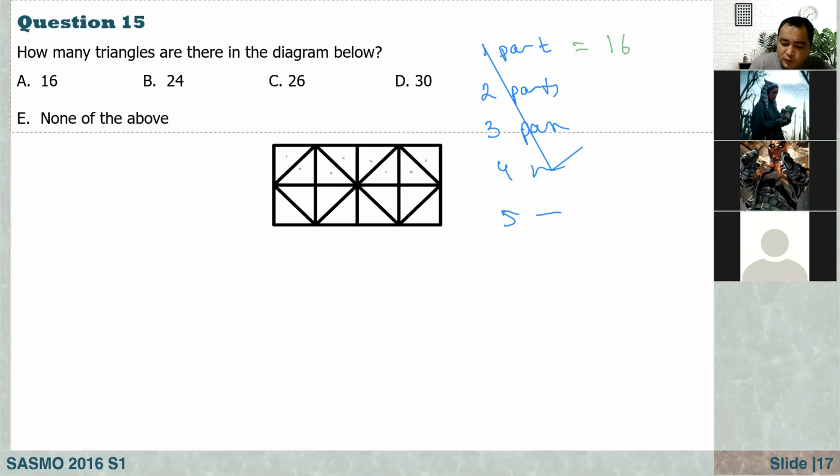Now how about the triangles which have two parts? If you look at this one, this is 1, this one is 2, this one is 3, and also this one is 4, this one is 5, this one is 6. And vertically, this one is 7, this one is 8, this one is 9, this one is 10. Here we have 10.